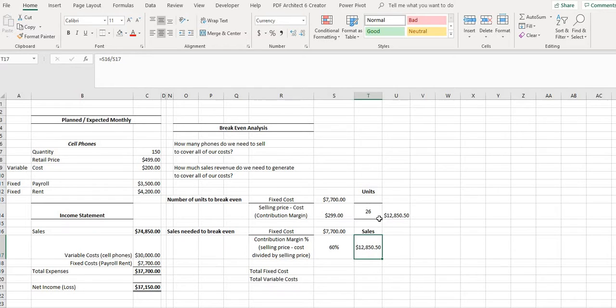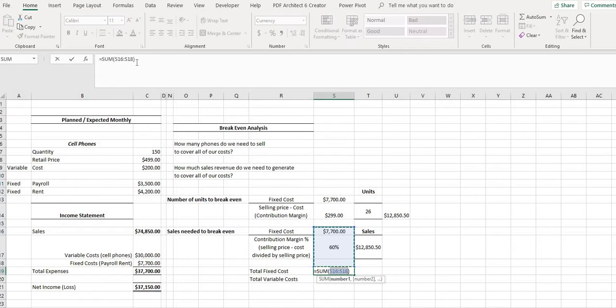To verify this one step further, let's take a look at everything right here. I've got some entries here, total fixed costs and total variable costs. And let's see what they total up to. So again, our total fixed cost is the sum of our payroll and our rent. So there's our payroll and our rent. So there's our $7,700.